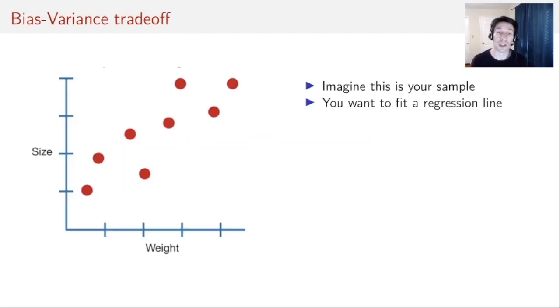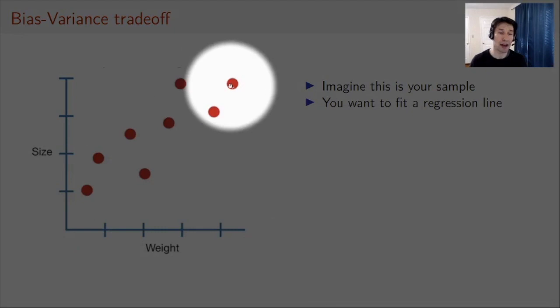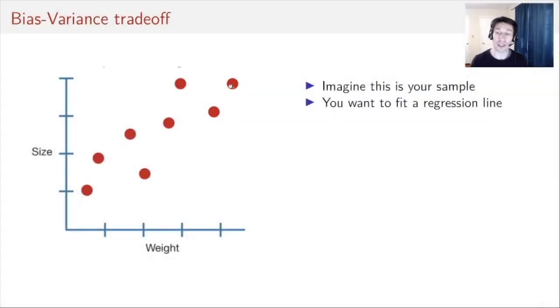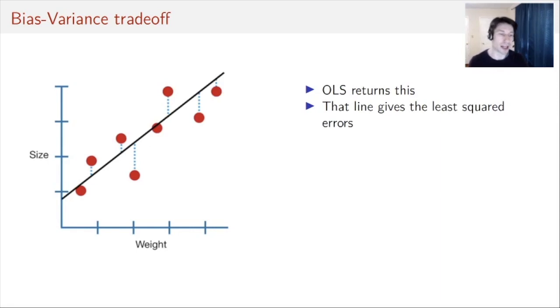So let's get back to our sample. Let's say we have these points, and you want to fit a regression line through them. This obviously is our OLS line, it is the line that gives us the least squared error. So we know that this is the best linear estimator, and we know that the coefficients are unbiased here.